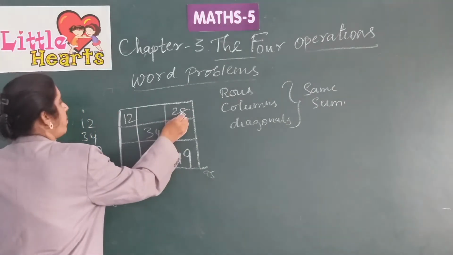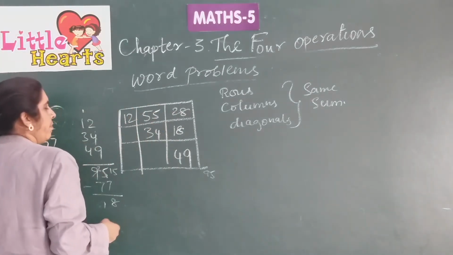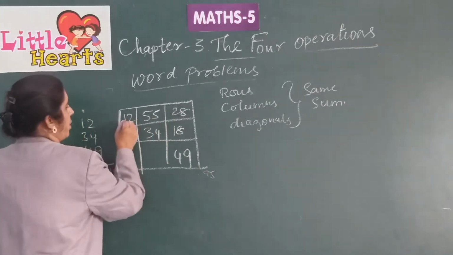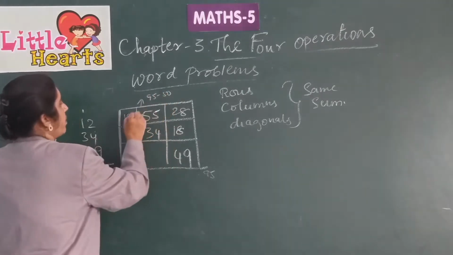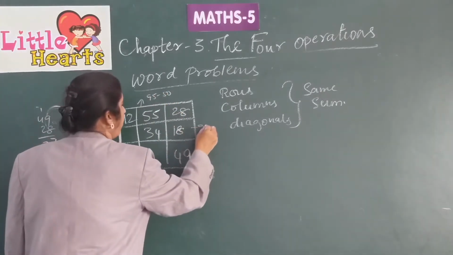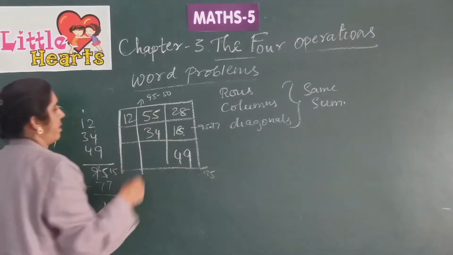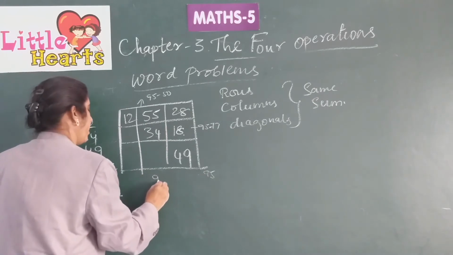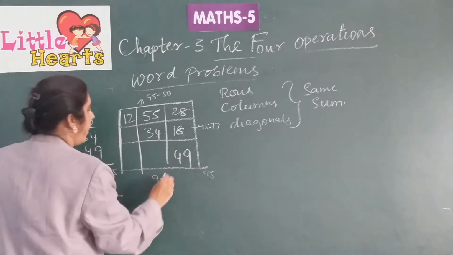And 12 plus 28 is 40. 55 will be the missing number here. This is 95 minus 50. This is 95 minus 77 to get this number. Here 55 plus 34 is 89.